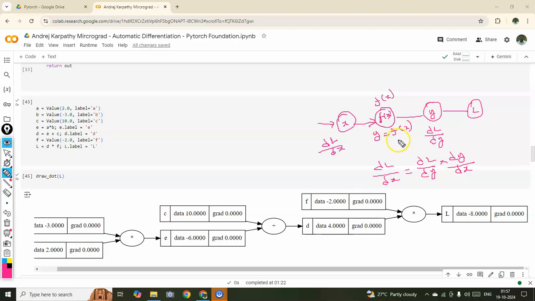If you use e power x, what is the differentiation of e power x? In this way we will get dL by dx. If you use any function other than multiplication, division, subtraction, or addition, that node always gets only one input in our computational graph. So we can define a rule of thumb.